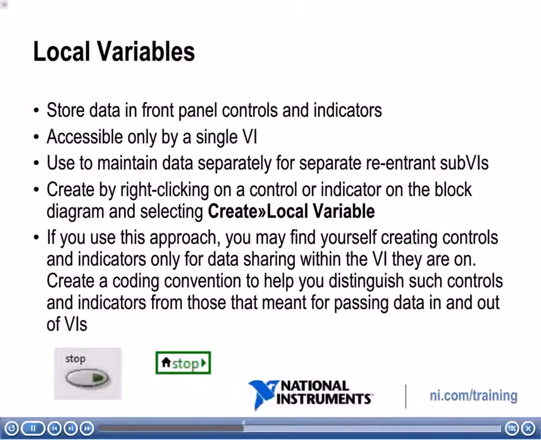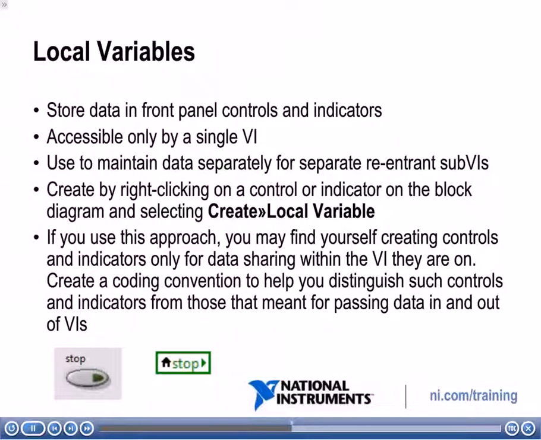Local variables store the data that's in front panel controls and indicators. If you look at the bottom there, there's a stop button. If I wanted to share the value of that stop button within that VI, I could use a local variable for it, which you see right there on the right-hand side, the stop local variable. Local variables are only accessible within a single VI. You can also use them to maintain data separately for separate reentrant VIs or separate reentrant sub-VIs.